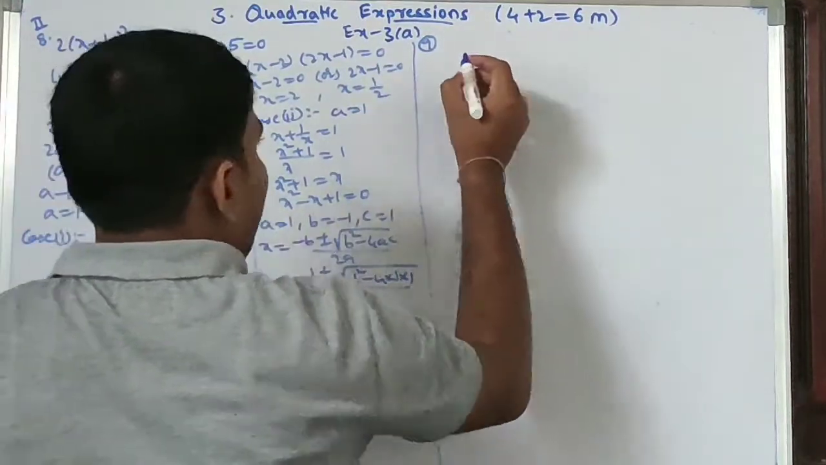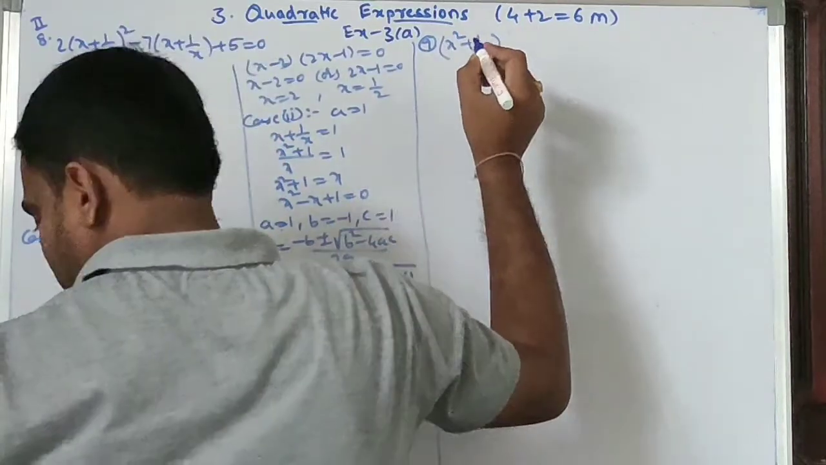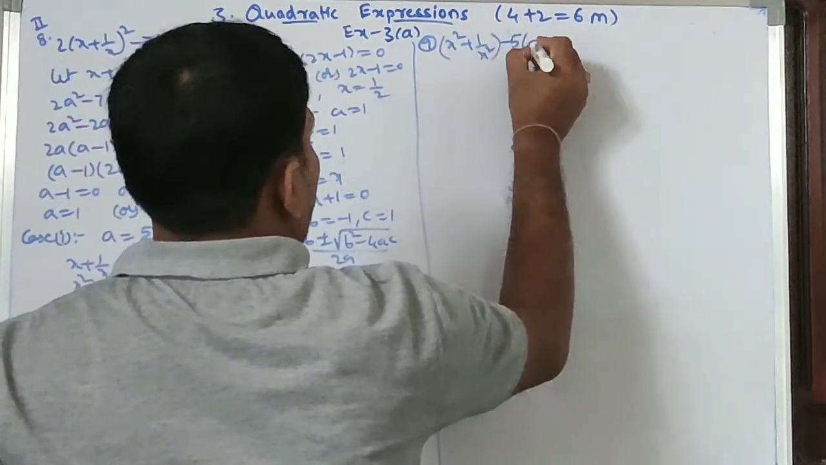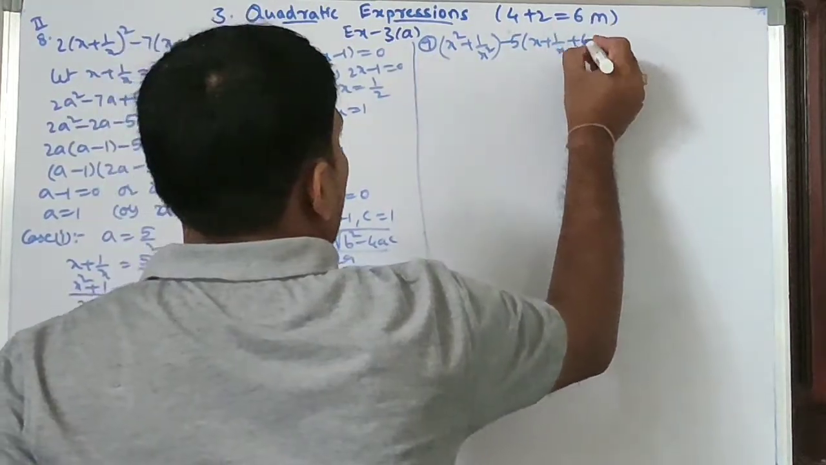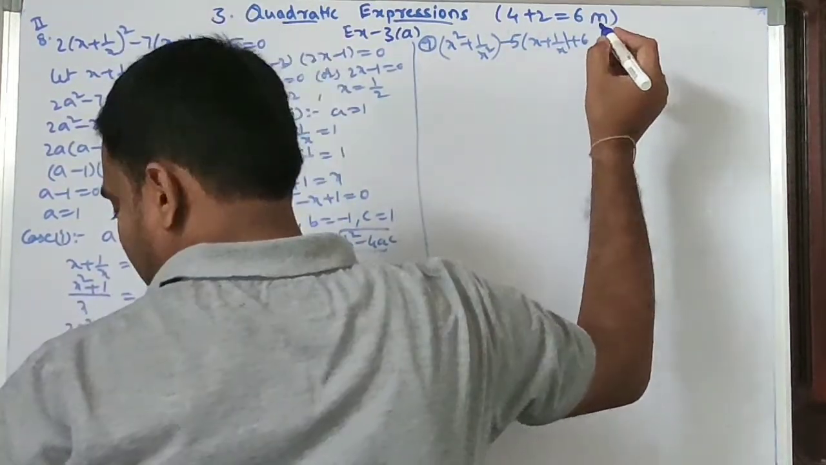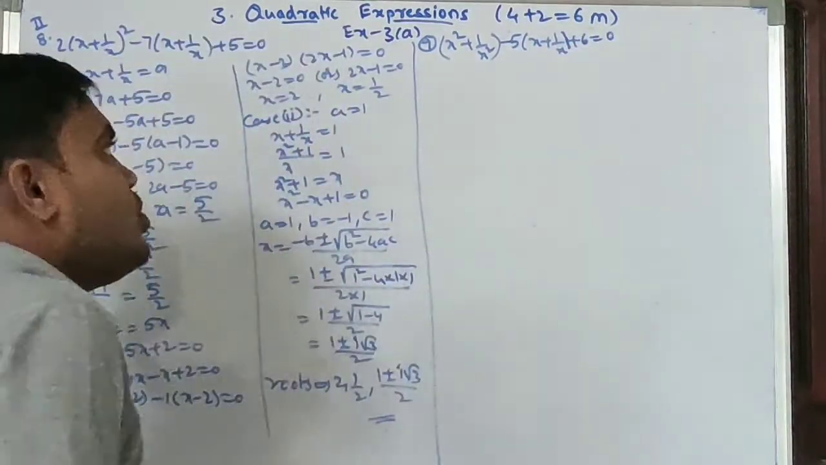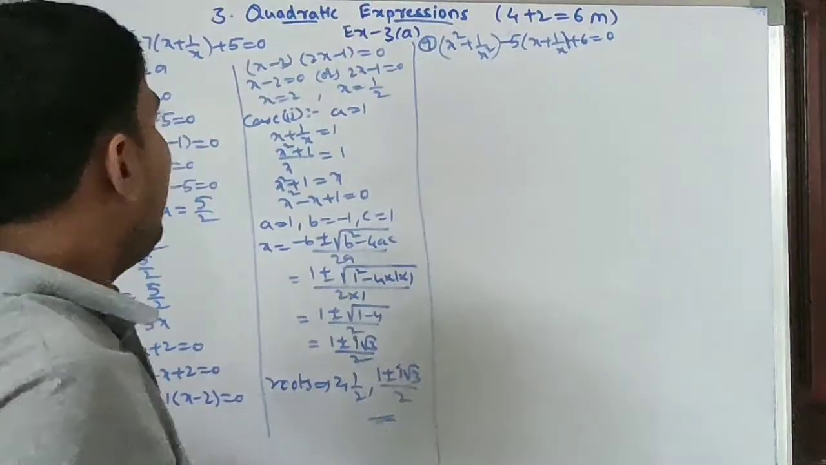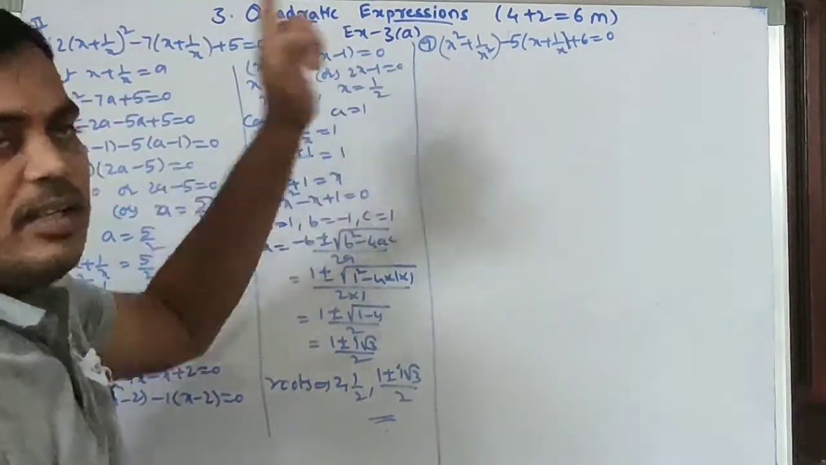x square plus 1 by x square minus 5 of x plus 1 by x plus 6 equal to 0. So this is the question. In the previous question the whole square form was given directly, but here it is not given directly.